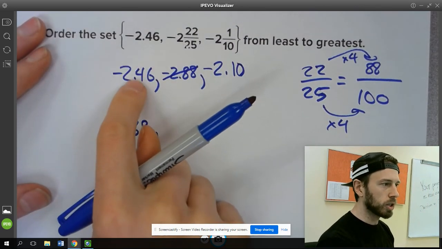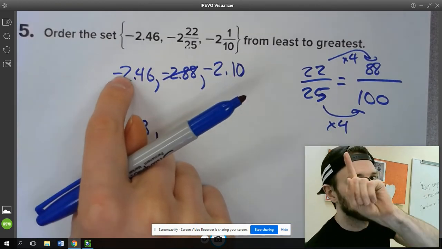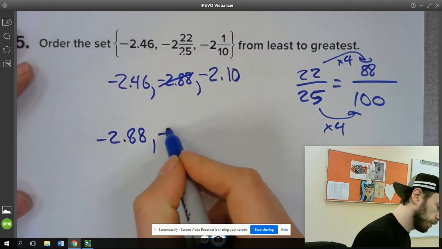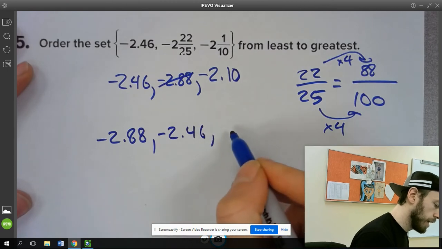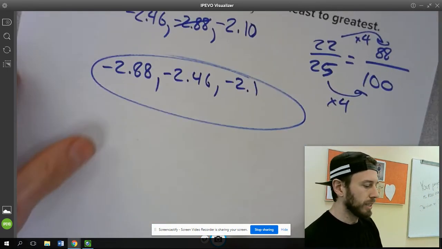Now these next two, this one looks bigger, right? Because it's 2.4, this one's 2.1. It looks bigger, but remember, in terms of negatives, it's going to be smaller. Negative 2.46 goes here, and negative 2.1 goes here. And there's my answer.